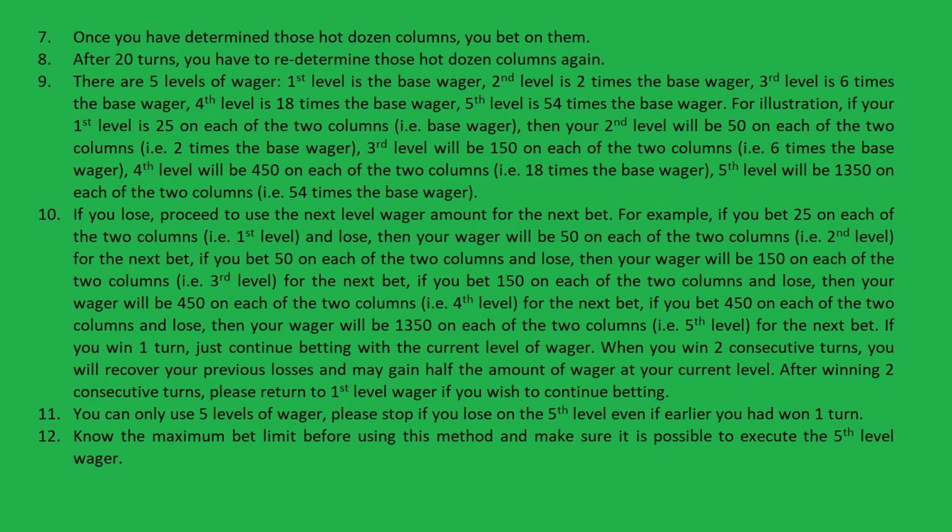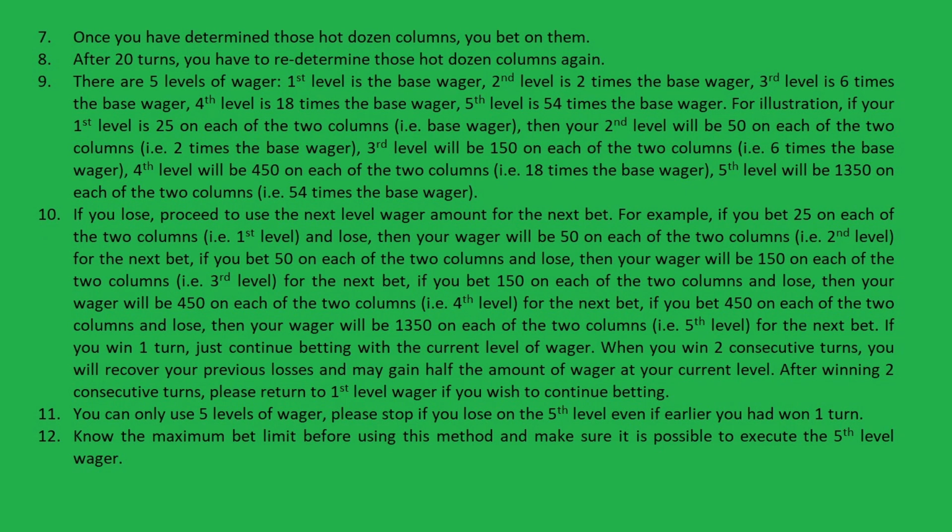9. There are 5 levels of wager. First level is the base wager, second level is 2 times the base wager, third level is 6 times the base wager, fourth level is 18 times the base wager, fifth level is 54 times the base wager. For illustration, if your first level is 25 on each of the 2 columns, i.e. base wager, then your second level will be 50 on each of the 2 columns, i.e. 2 times the base wager.